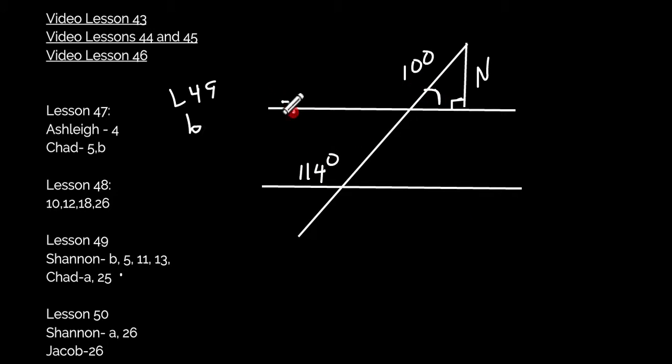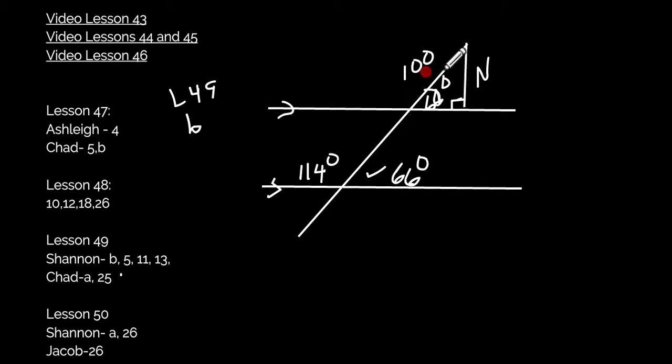These are parallel lines, so if we can find this one right here, it's the same as this one up here. So we take 180 and we subtract from it 114. So we get 66. So this angle is 66. Because these are corresponding angles, this is 66 degrees as well. We are supposed to find N.